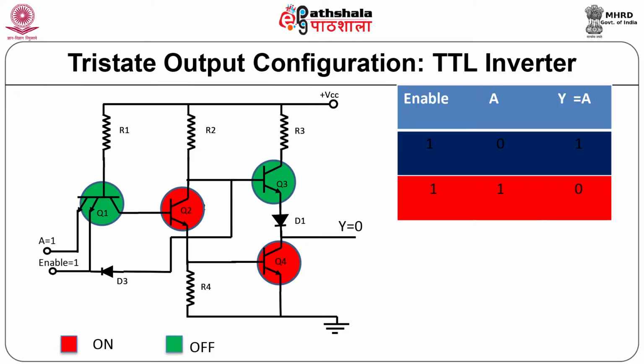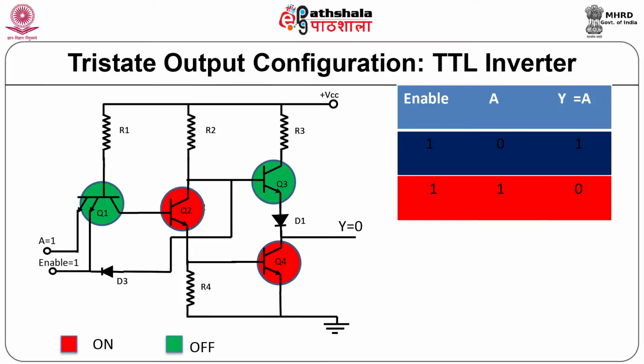Therefore, we can see that when input A is 0, output Y is logic 1. When input A is logic 1, output Y is logic 0. And in both cases, enable is logic 1. So, enable equal to logic 1 enables this particular logic gate.